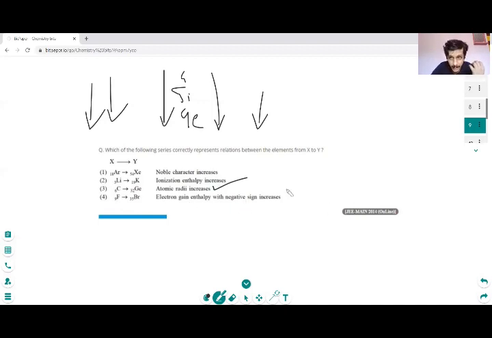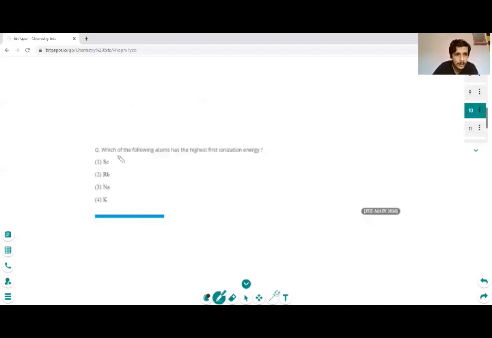So I iterate again the concepts, the four properties and how they behave, what their position is in the periodic table, how they behave, and a few examples of the elements present. It's more than enough to solve these questions. They're quite easy. As you can see, the next question: which of the following atoms has the highest first ionization energy? This is quite easy.